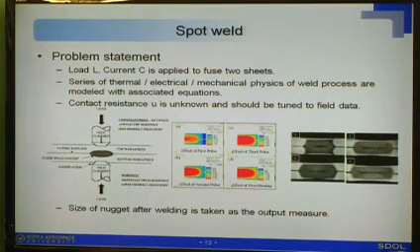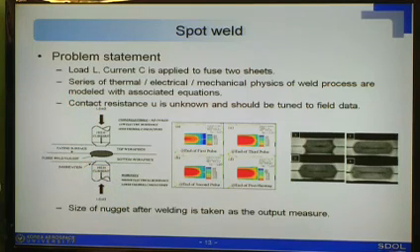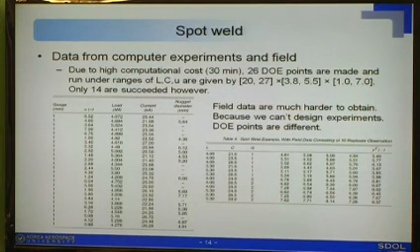Within this process, the painful thing is we don't have any idea how to impose the proper value for the contact resistance between the two sheets. This is the trouble. Because we have no idea how to set this value, we use the field data and inversely estimate this. And this is a kind of calibration.